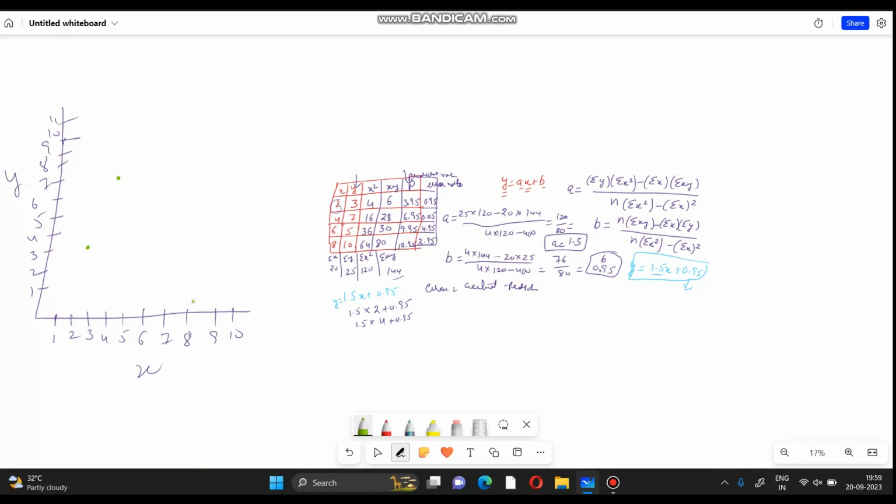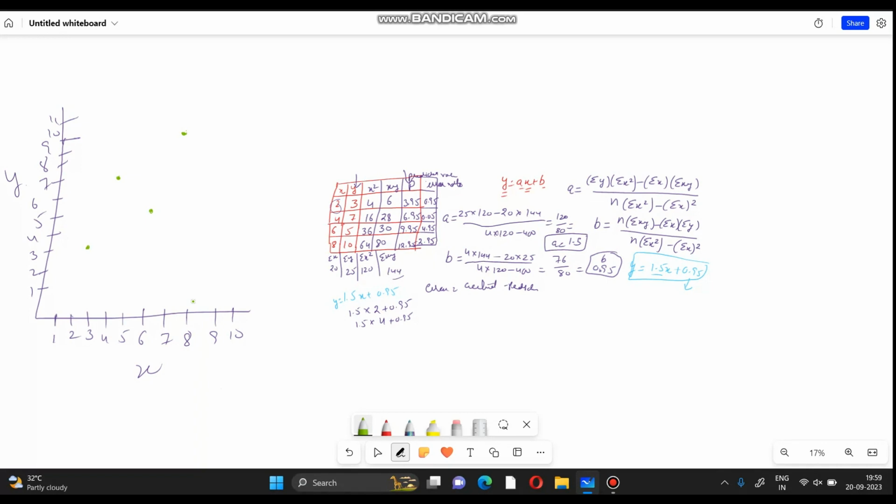When x is 6, y is 5. When x is 8, y is 10. So this green color represents basically the actual values.